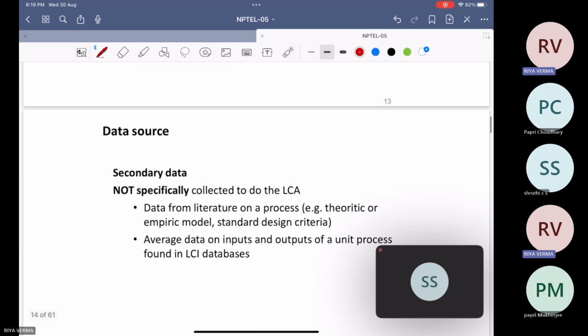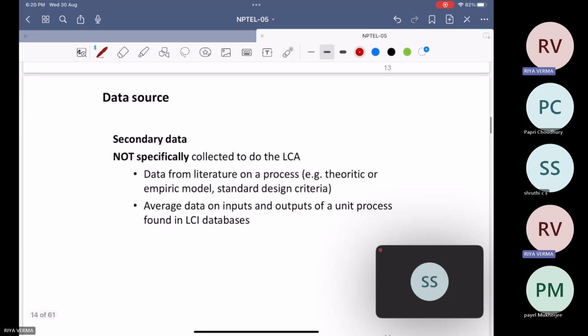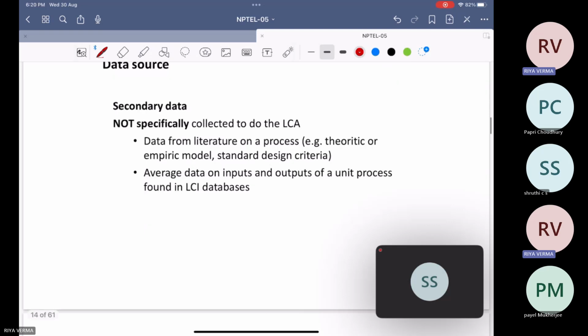Then we have secondary data. It is not specifically collected to do the LCA process. For example, data from literature on a process, that is, any theoretical explanation, or any empirical model, or any design criteria that we are having. That is your secondary data, which is not directly used during our life cycle analysis. And next, we have average data on inputs and outputs of a unit process that is found in LCI databases. So that is also your secondary data.